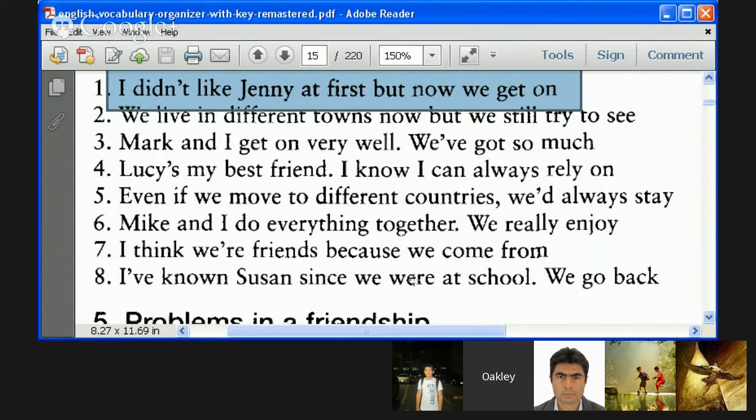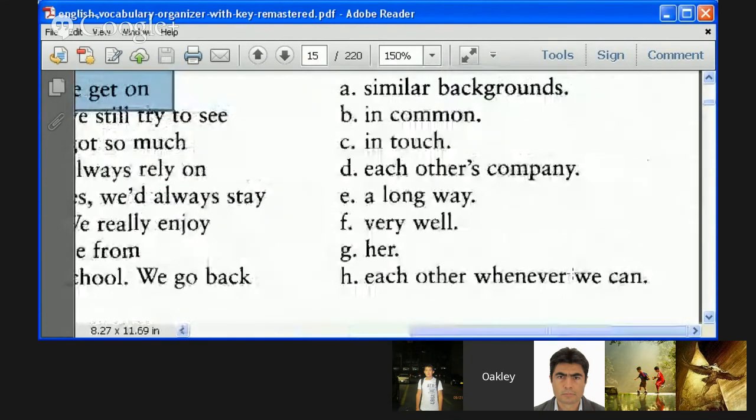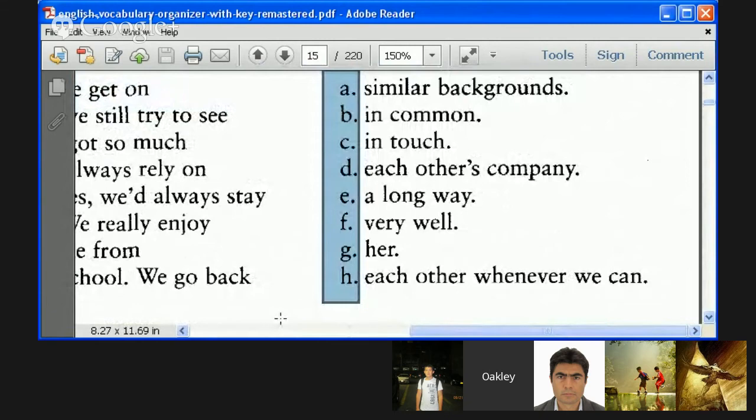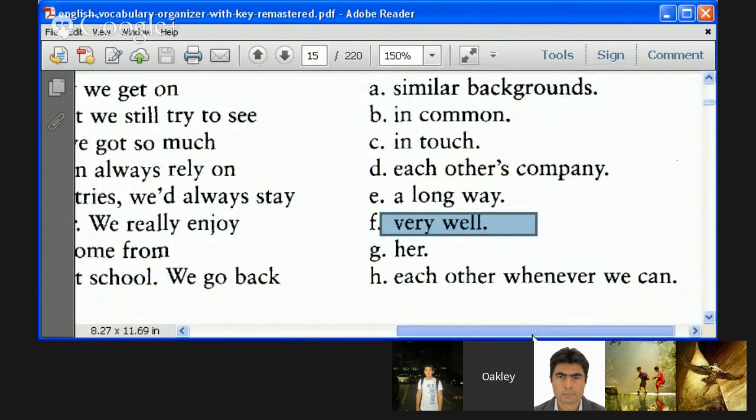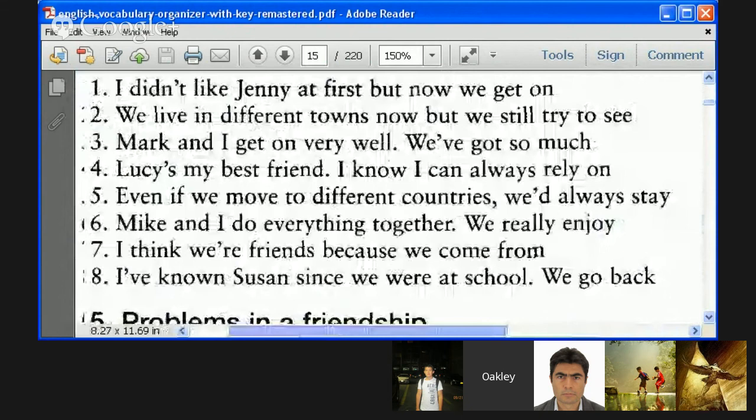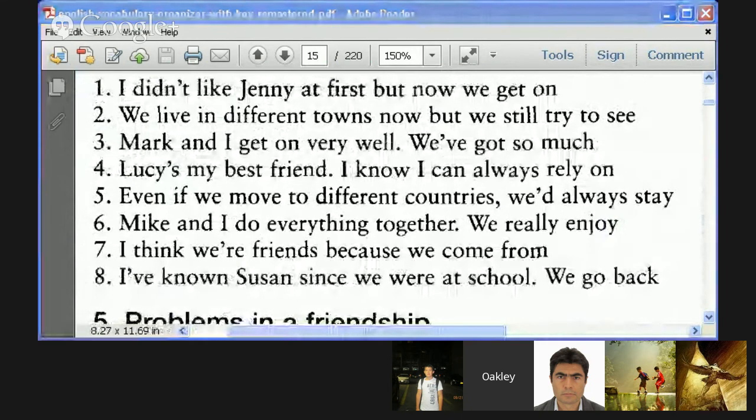So I just read it. "I didn't like Jenny at first, but now we get on." There's no period at the end of the phrase, so what continues? "We got on very well." Get on very well. All right, if you get on very well, then, thank you. You're welcome.